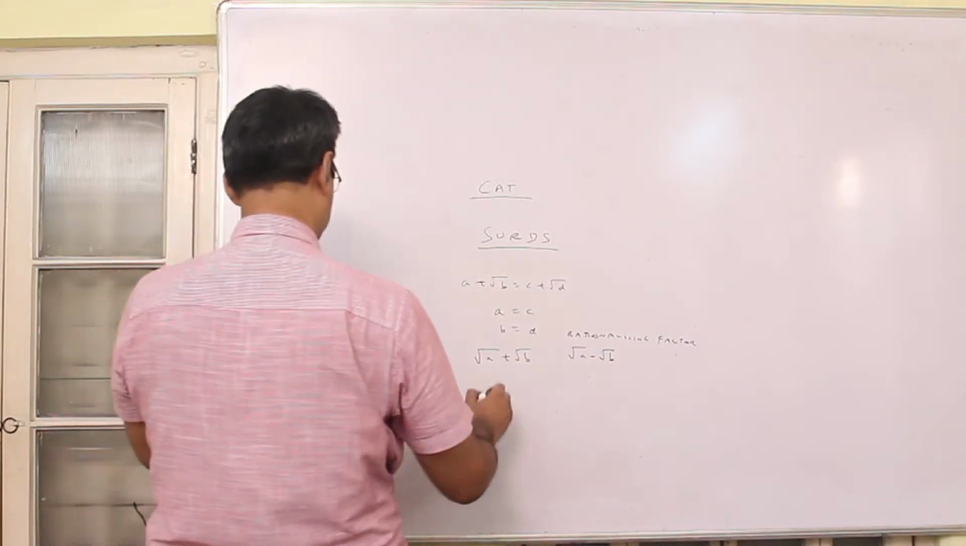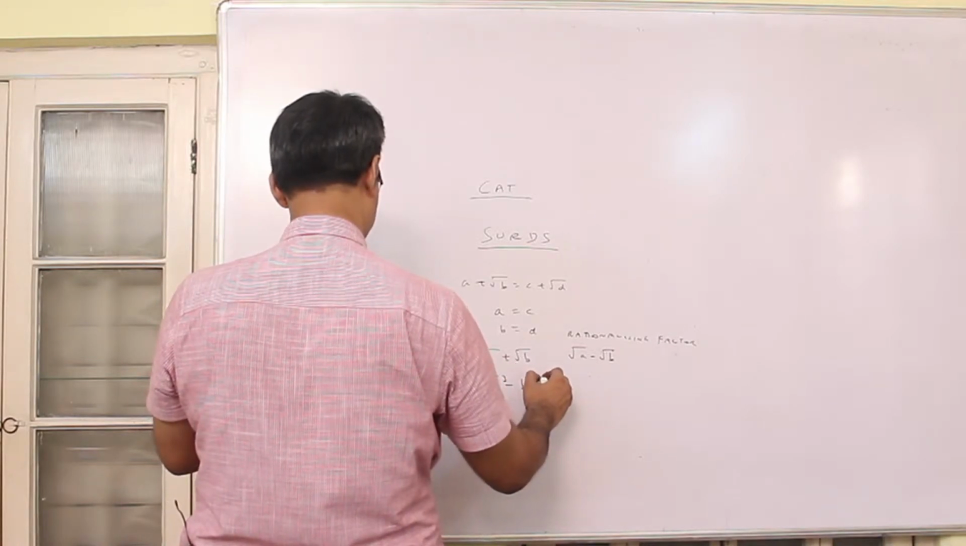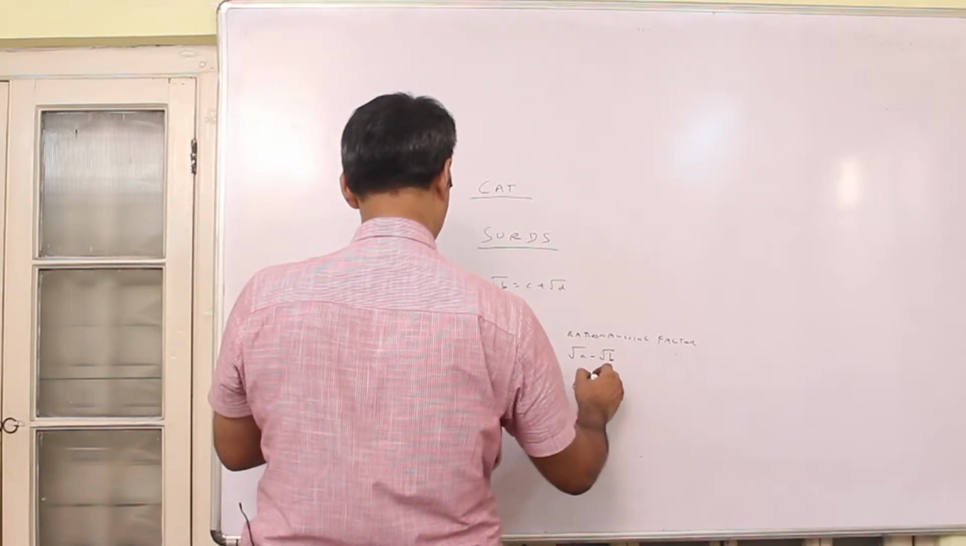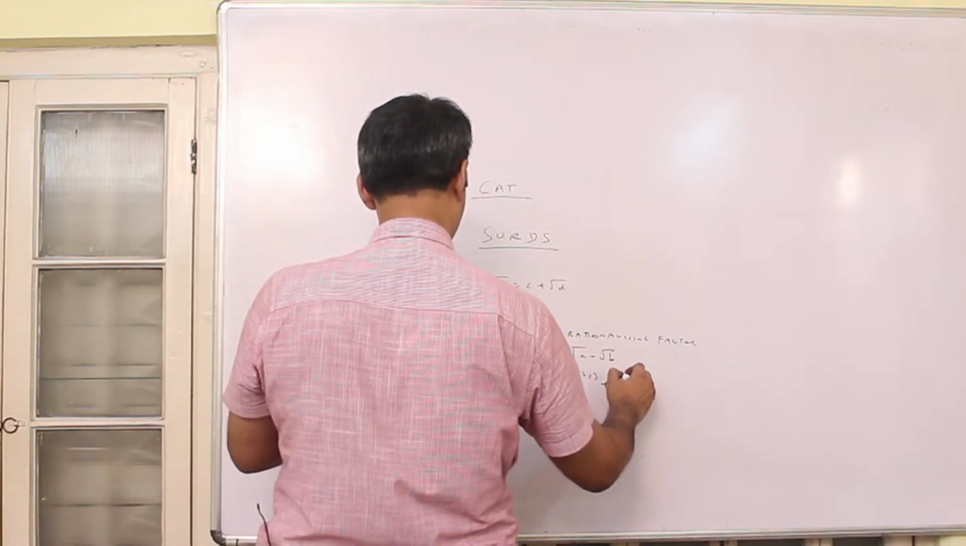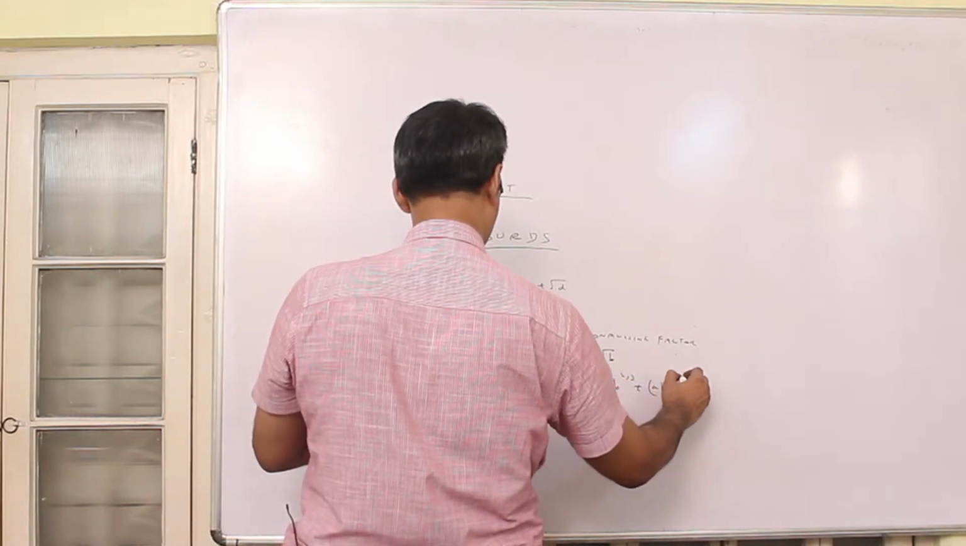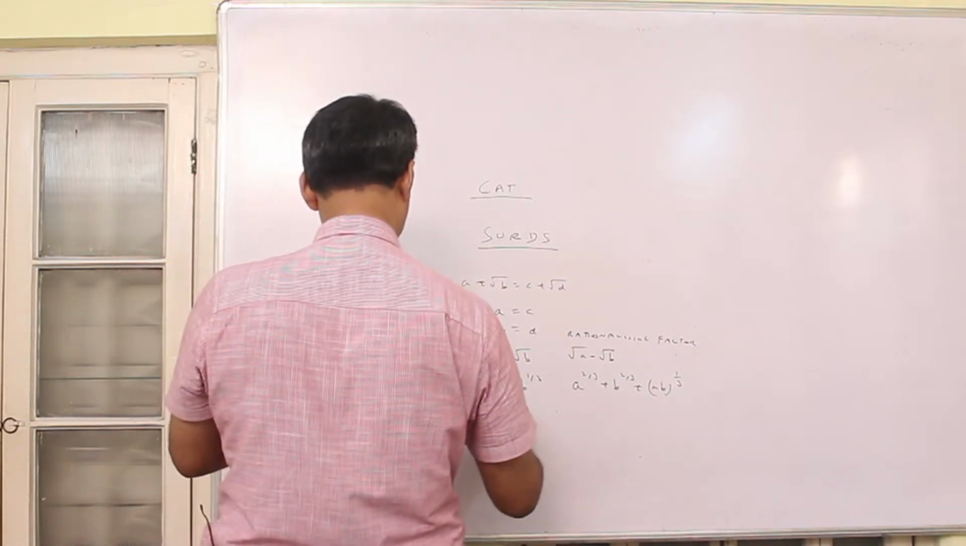So if you have a surd, cube root of a minus cube root of b, then the rationalizing factor will be a to the power 2/3 plus b to the power 2/3 plus ab whole to the power 1/3.